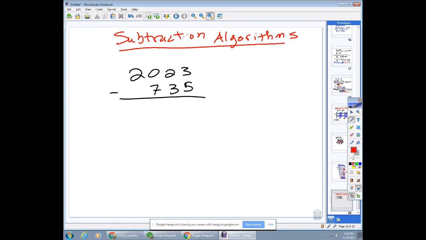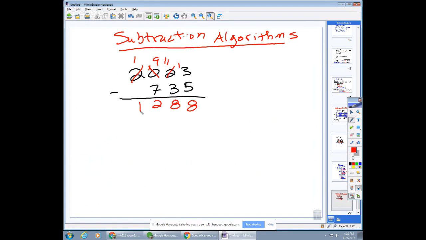So we can't subtract here, so we have to borrow. 13 minus 5 is 8. 1 minus 3 we can't do, so we try to borrow there. We can't, so we have to jump way over here and borrow. Make that a 10, borrow, and now we have an 11. So that's going to be another 8. 9 minus 7 is 2. 1 minus nothing is 1.